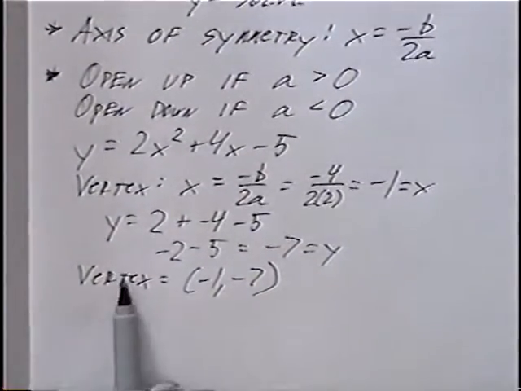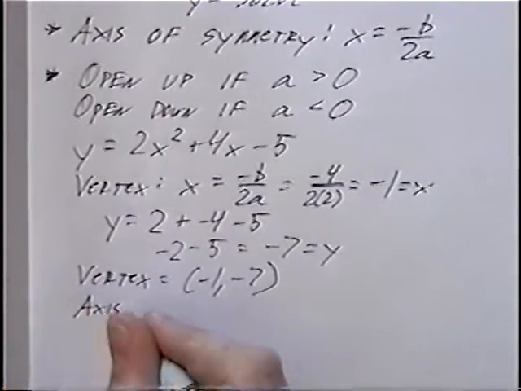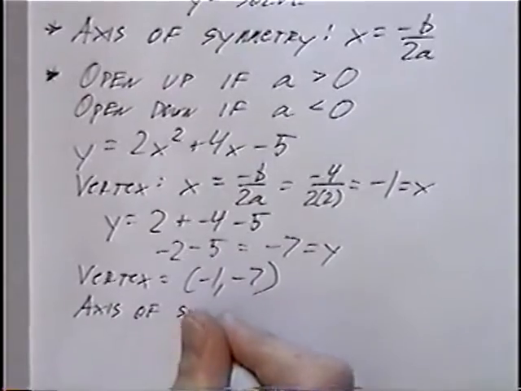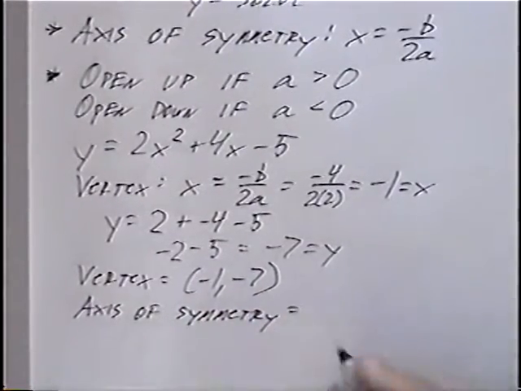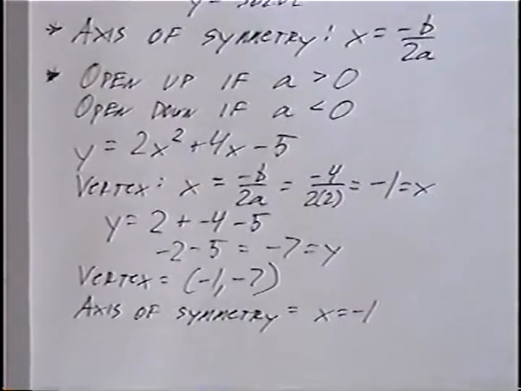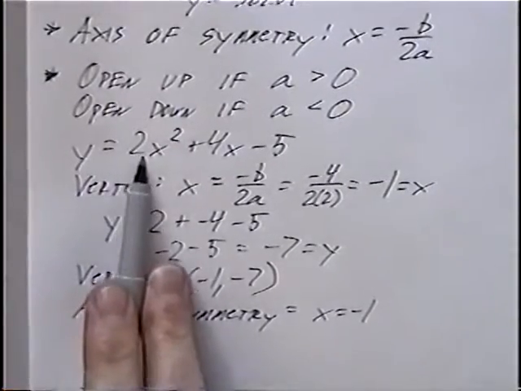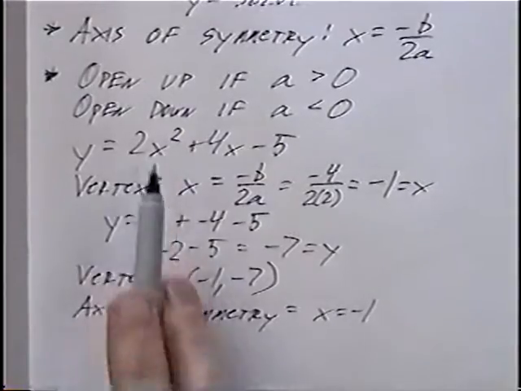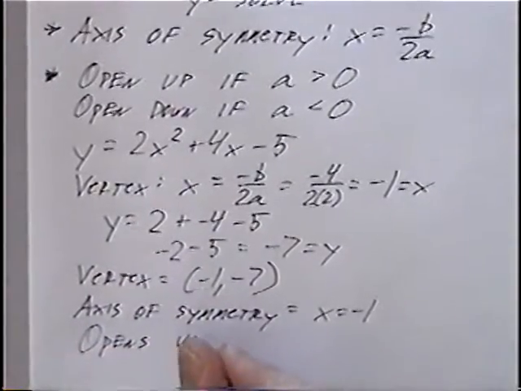The axis of symmetry, again, is the same equation, but it is just the x value, so it's just x equals negative 1. And this parabola either opens up or down. Looking back at the equation, we have a positive 2x squared. If the x squared is positive, then this graph opens up.